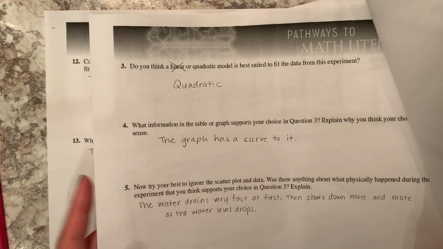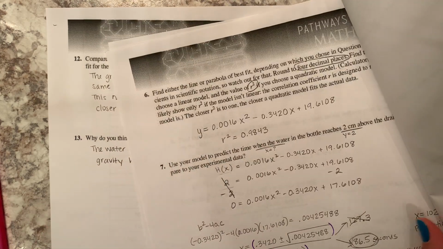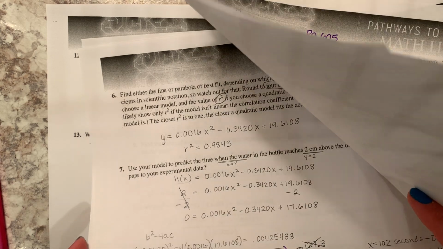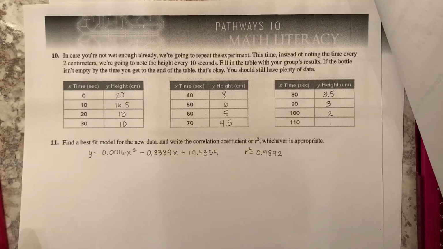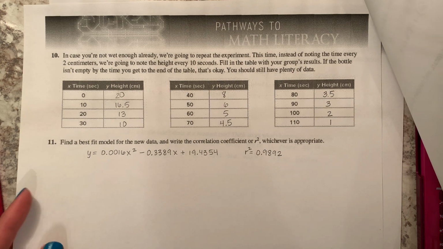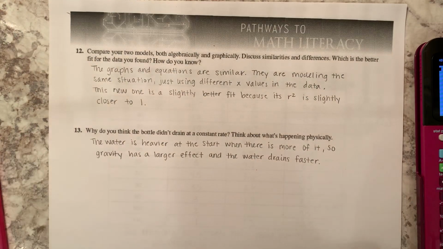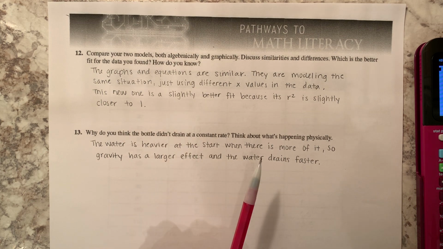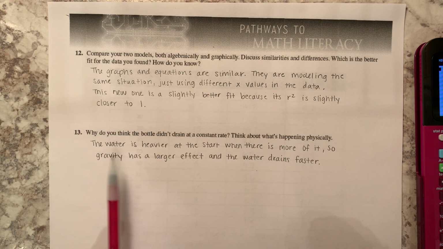For number 6, our r value was 0.9843, and then the r value for number 11 was 0.9892. Those are both extremely close to 1, so I would argue that they're both pretty good models for the data that we were given. But yes, the new one is slightly better because it's a little bit closer to 1.